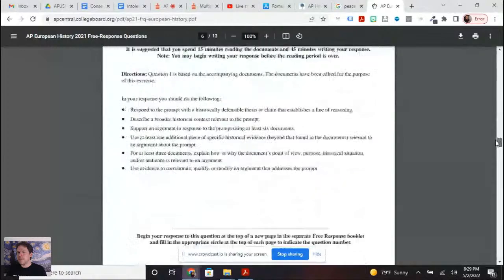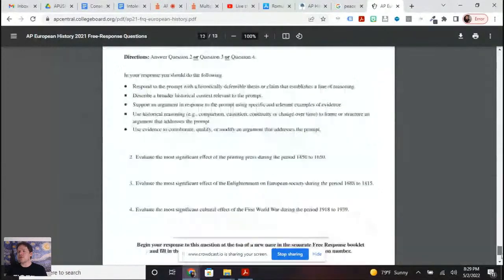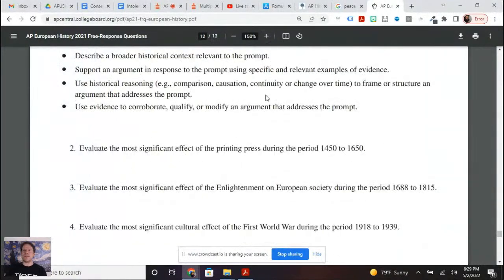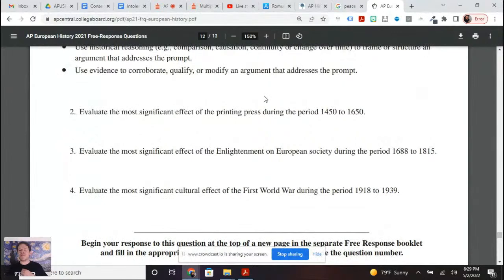So what I would do is first, I would look at the LEQ prompts, because how strong I anticipate my LEQ being is going to be a big deal in deciding how much time I need to write my LEQ. So the prompts: evaluate the most significant effect of the printing press, 1450 to 1650. Okay, looks like a good one. Evaluate the most significant effect of the Enlightenment on European society.